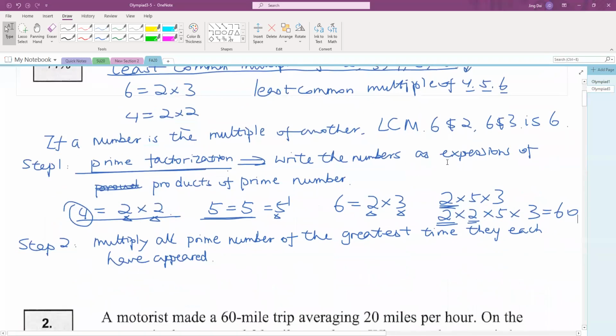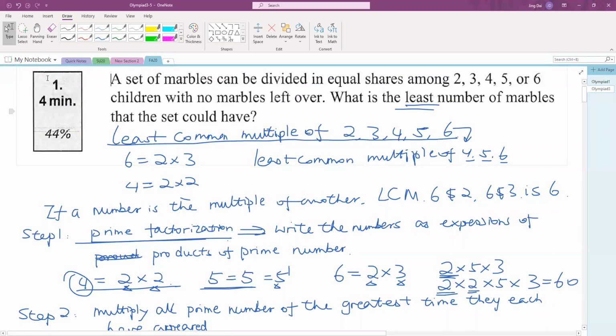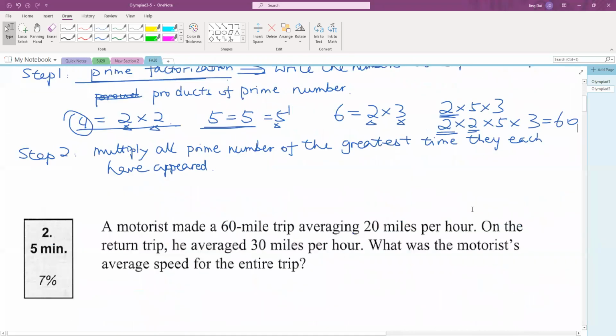Okay, so by the way, if you have noticed, for every one of these problems, we have a time. For example, this one, we have 4 minutes, then we have a percentage down there. So the 4 minutes basically means that's how much time is allocated to you for this particular problem. And then that 44% means out of 100 students who completed this problem, only 44 of them got the right answer, okay? So now let's move on to the second one.